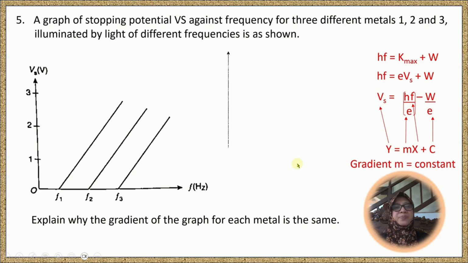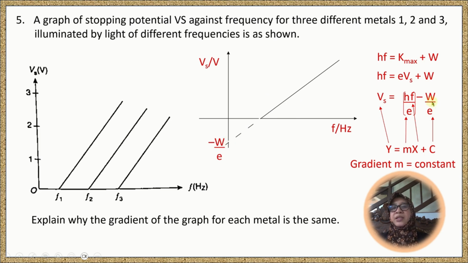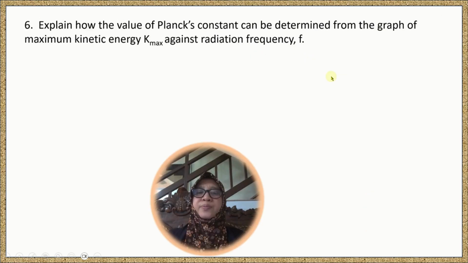Okay, so now if I plot here again, if we draw the line longer, the y-intercept here is equal to negative work function over e. So the y-intercept is negative. The threshold frequency is the x-intercept, and the gradient will be h over e. Okay, now we go to question 6.